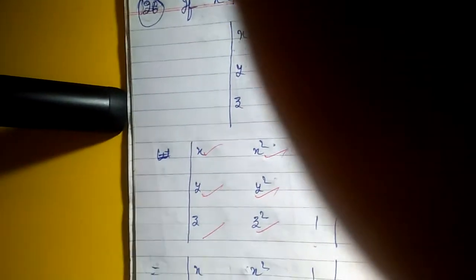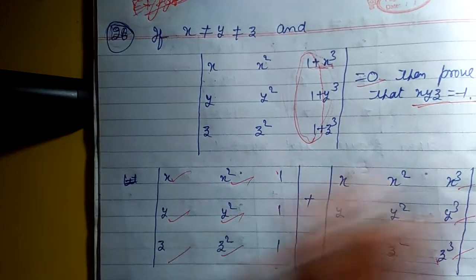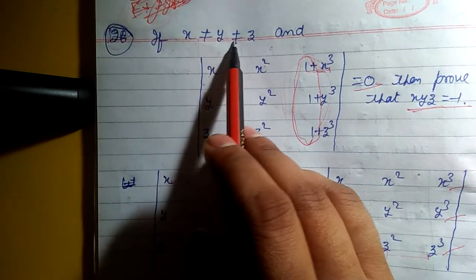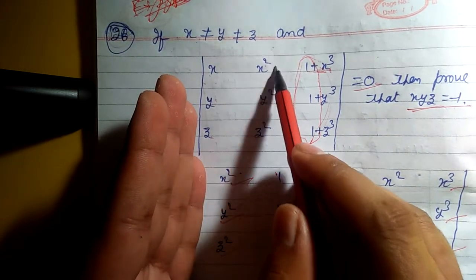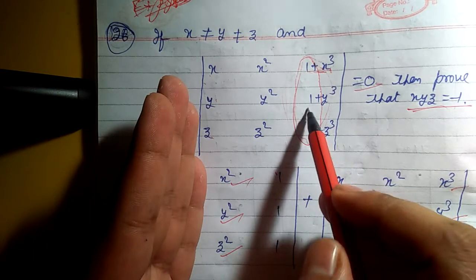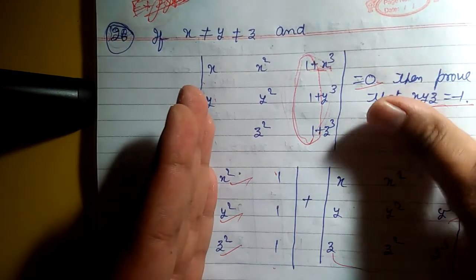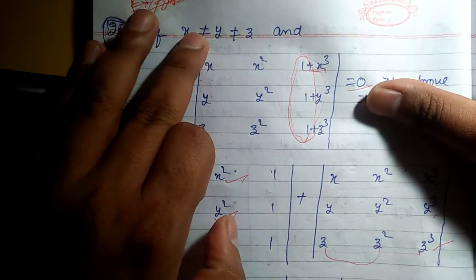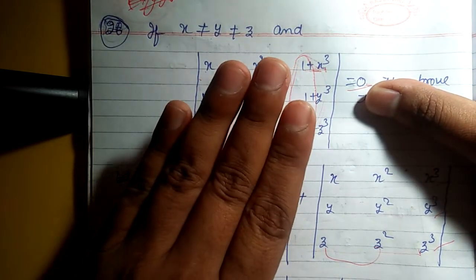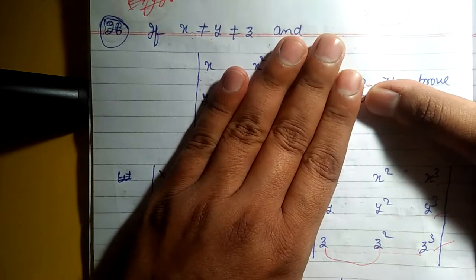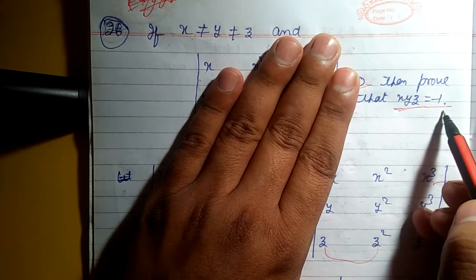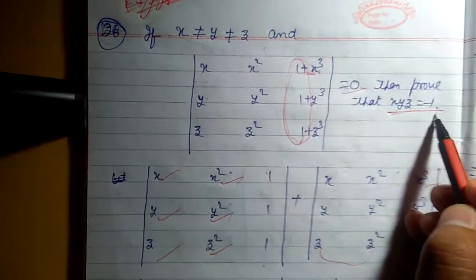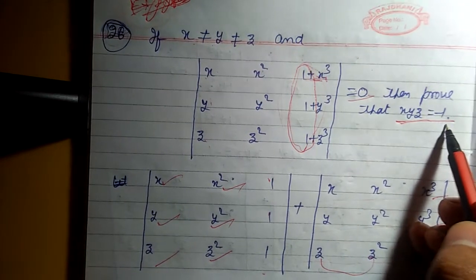You can see one thing. The question is x does not equal y does not equal z, and the value of this determinant x, y, z and x square, y square, z square and 1 plus x cube, 1 plus y cube, 1 plus z cube equals 0. This is the given condition. First condition is this and second condition is this. Second condition is the value of this determinant is equal to 0. Then you have to solve, the value of xyz will be minus 1. You have to solve this.